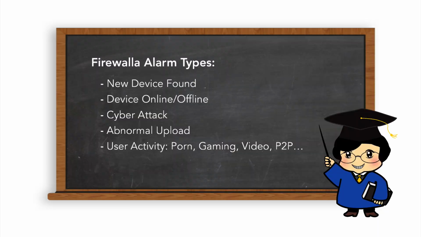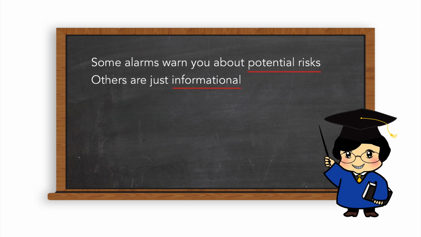Firewalla analyzes your network traffic and raises alarms to notify you about things like a new device connecting to the network, a device leaving or returning to your network, suspicious cyber attacks, abnormal uploading data, certain user activities, and anything else that may need attention. Some alarms warn you about potential risks, while others are just informational.